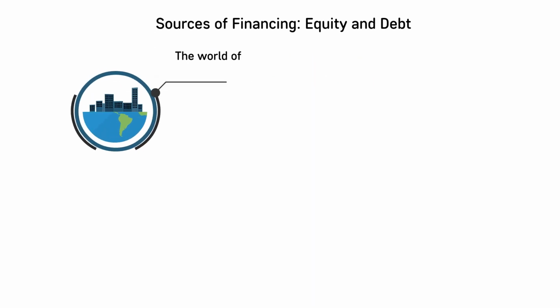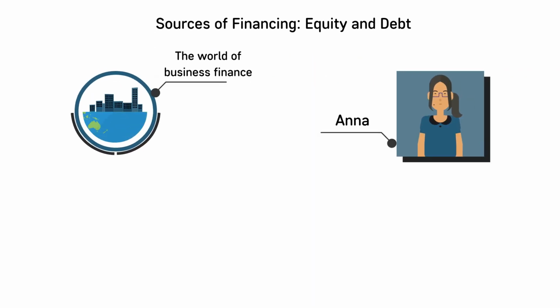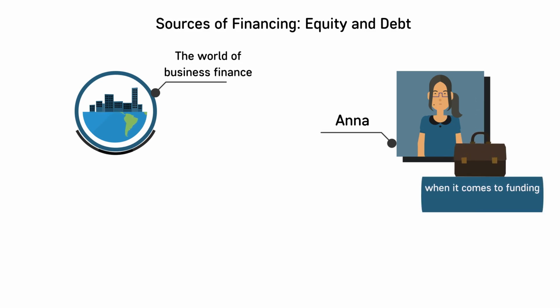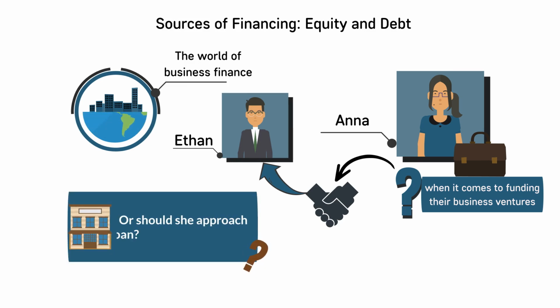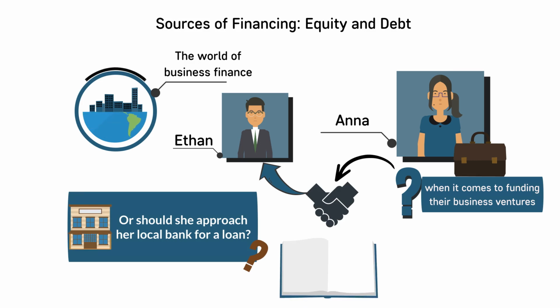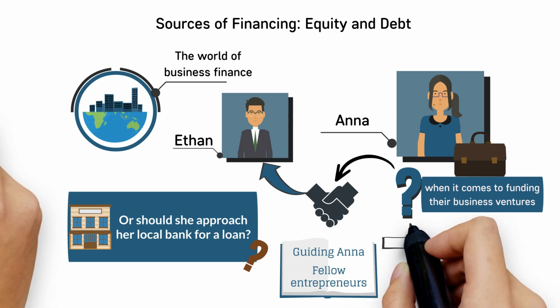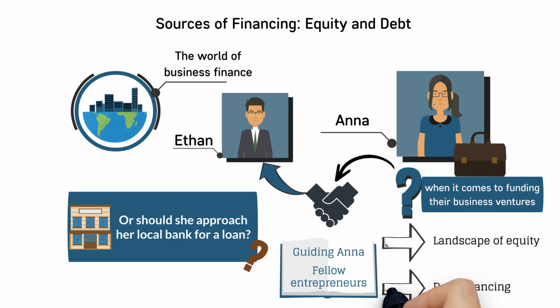In the world of business finance, entrepreneurs like Anna find themselves at a critical juncture when it comes to funding their business ventures. Should Anna dive into her reserves and enlist the help of her neighbor, the savvy investor Ethan, to secure the needed capital? Or should she approach her local bank for a loan? This chapter will illuminate both paths, guiding Anna and fellow entrepreneurs through the nuanced landscape of equity and debt financing.